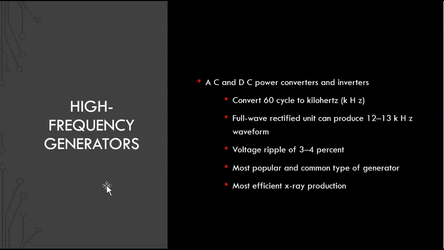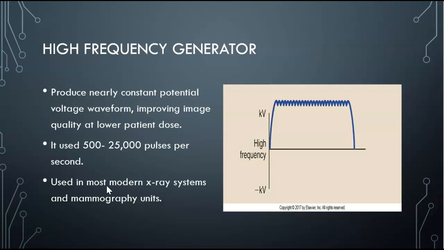This is what all of our generators are now. So pretty much everywhere you go, there are high frequency generators, okay? So there's very, very little voltage ripple, as you can see here. So the drop is very small, okay? They produce a nearly constant potential waveform, improving image quality at lower patient doses, using 500 to 25,000 pulses per second. Used in most modern X-ray systems and mammo units.